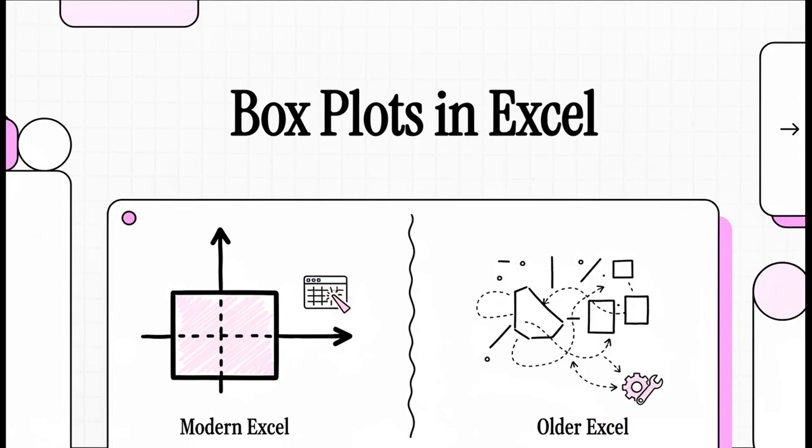Have you ever just stared at a big column of numbers in Excel and thought, what are you even trying to tell me? Well, today, we're going to make those numbers talk. We are diving into the box and whisker plot, a super powerful tool that can show you the big picture hidden in your data, like instantly.